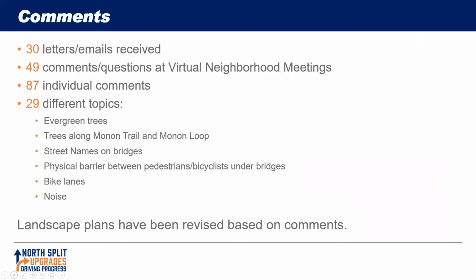All right, next. So just by the numbers, during the fall, we received 30 individual letters or emails. We had 49 comments or questions at the virtual neighborhood meetings, 87 individual comments on 29 different topics. And some of the more popular topics that we heard about were evergreen trees, adding trees along the Monon Trail and Monon Loop, local street names on interstate bridges, providing a physical barrier between the pedestrians and bicyclists and the motorized traffic under the bridges, bike lanes, and noise. So I'm going to touch on most of these.